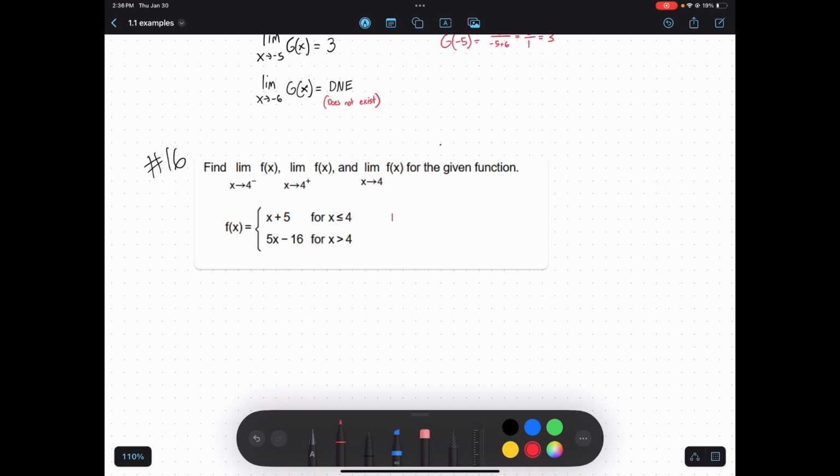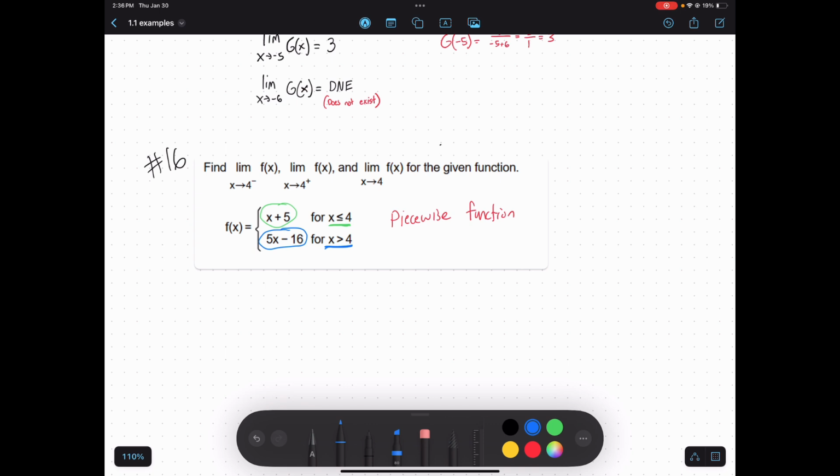Instead, it gives me just a piecewise function. Why is this a piecewise function? Because you'll notice that the rule changes depending on what the x value is. So what this is saying is that for all x values less than or equal to 4, I use this rule. I use x plus 5 as my rule. But for all x values greater than 4, I use the rule 5x minus 16.